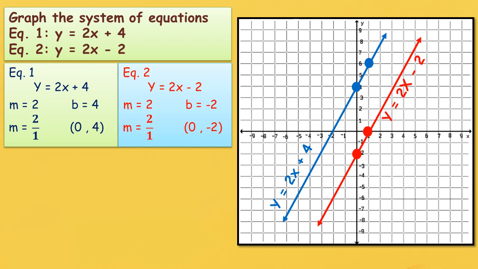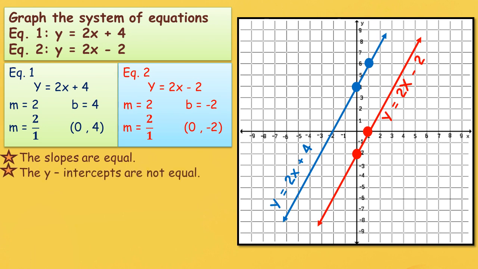Ang slope ng first equation ay 2. Ang slope ng second equation ay 2. So therefore, we can say that the slopes are equal. Also, let us talk about the y-intercept. Ang y-intercept ng first equation ay 4. Ang y-intercept ng second equation is negative 2. They are not equal. So, the y-intercepts are not equal.